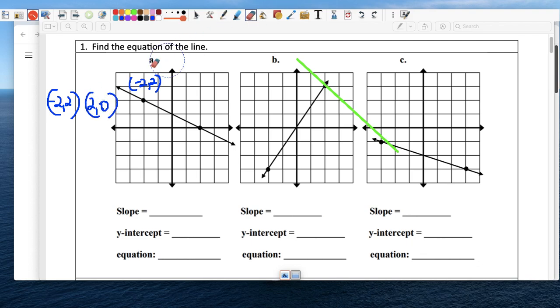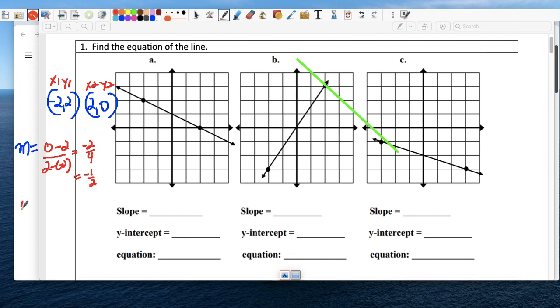You have two choices. You can either use the slope formula, and let's just make this x1, y1, x2, y2. So you get 0 minus 2, and then 2 minus negative 2. And you're going to get negative 2 over 4, which is negative a half. So using the slope formula, I get that the slope is negative a half.